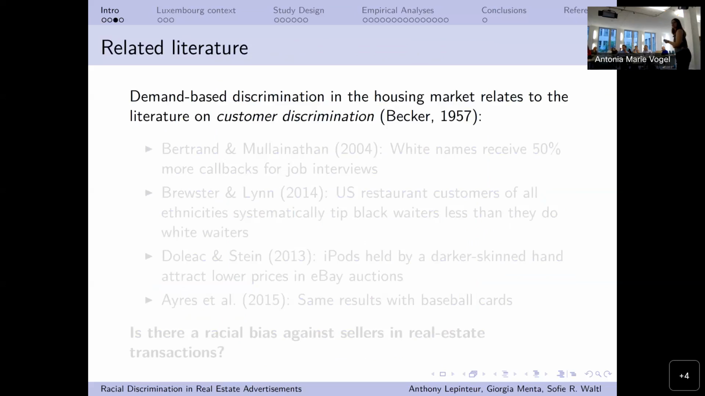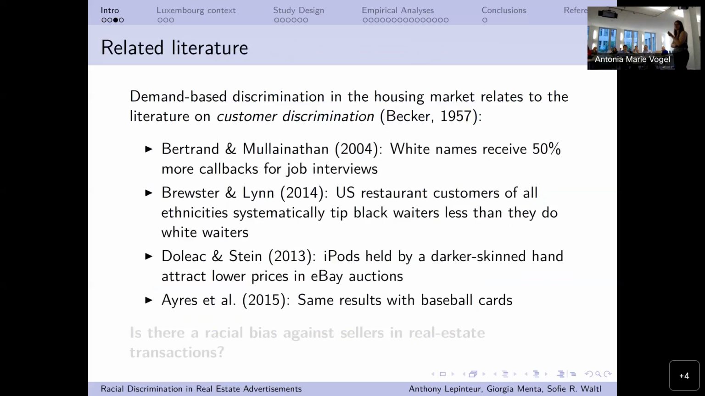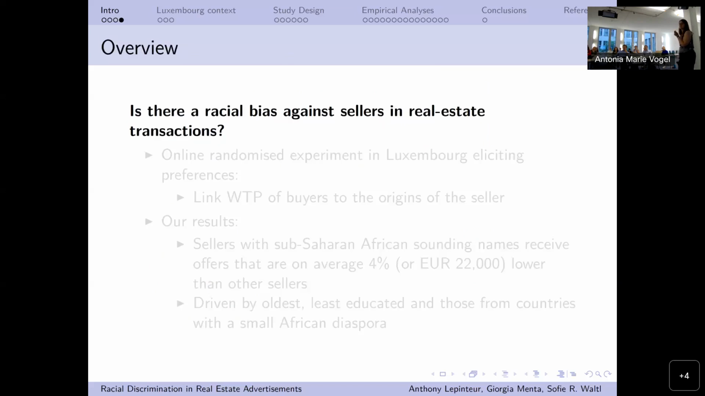Yes, so we look at the housing market again. There are even more discrimination studies that have been done in the past. I don't want to go into detail, but the exact research question we try to answer is: is there a racial bias against sellers in real estate transactions? This is the question we ask.